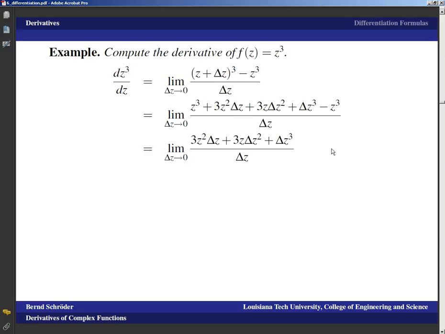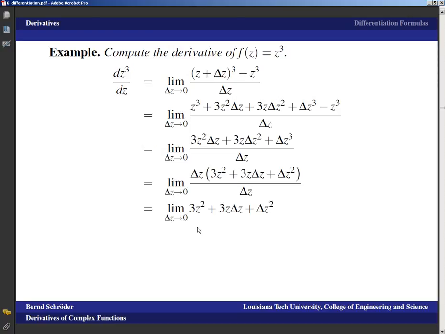And then, to be absolutely sure, to avoid any kinds of problems, I typically suggest that we explicitly factor out the delta z to get the limit as delta z goes to 0 of delta z times 3z squared plus 3z delta z plus delta z squared, divided by delta z. Now we can cancel the delta z, and then with delta z going to 0, of course, only the 3z squared here survives, and so the derivative is 3z squared, which should not be a surprise, because that's what the derivative of x cubed is.